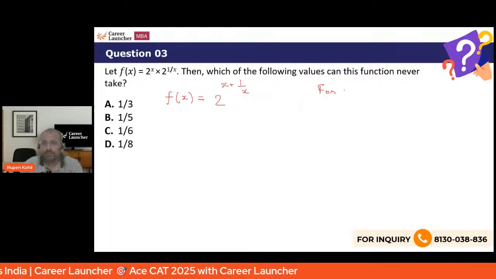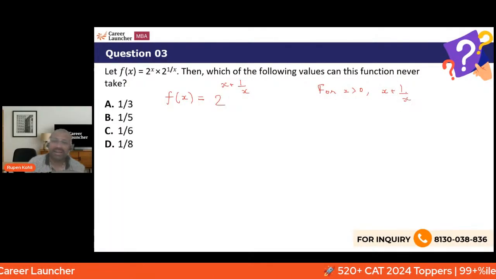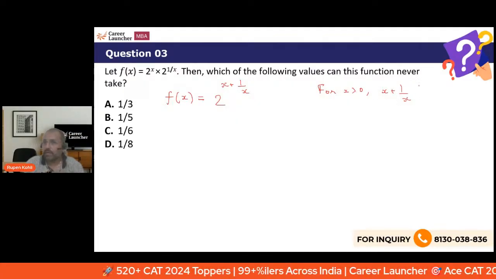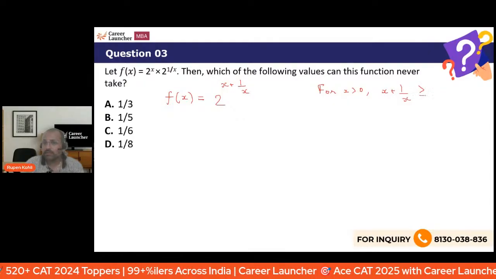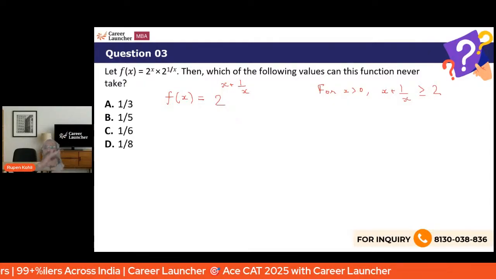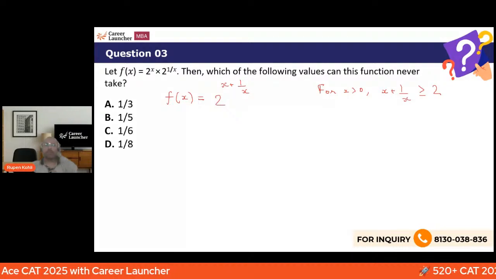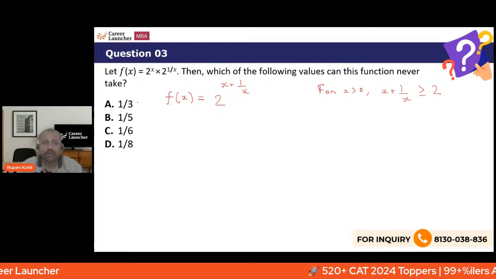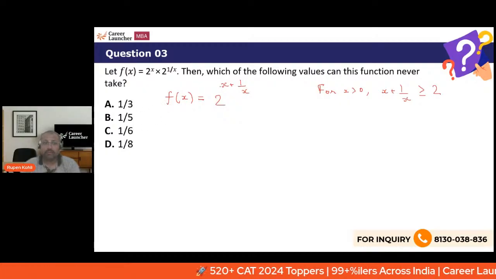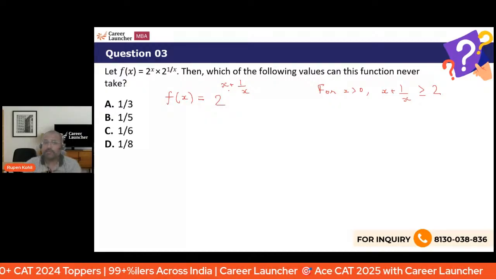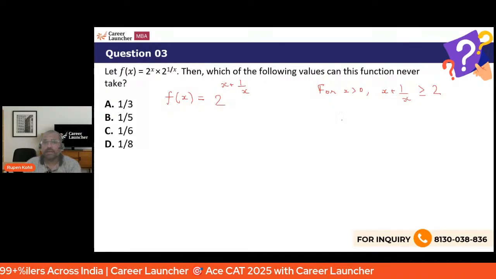For x being positive, this function takes its minimum value at x equal to 1, and that minimum value is obviously 1 plus 1 by 1, which is 2. For every other value of x except 1, it is always greater than this value, right? So for positive values of x, x plus 1 by x is greater than or equal to 2. Now you can see that the options, all of them are less than 1, and a value of less than 1 for 2 raised to power something can only be obtained if the power is negative, right?